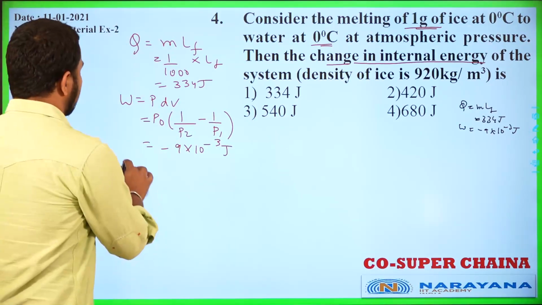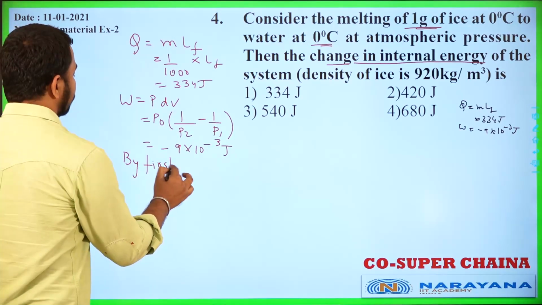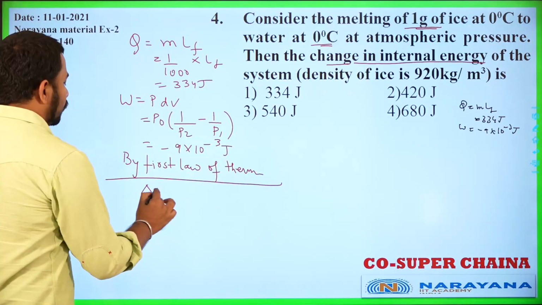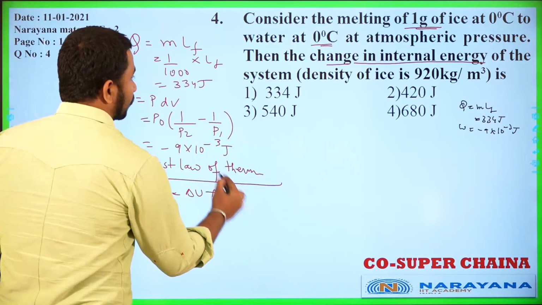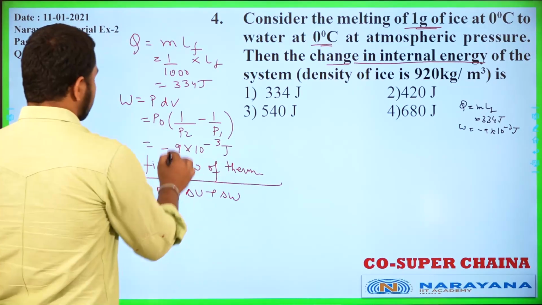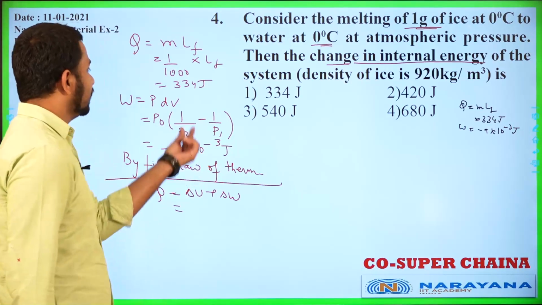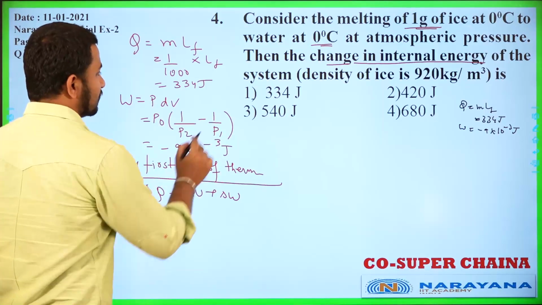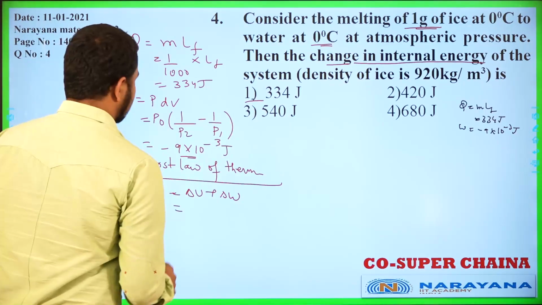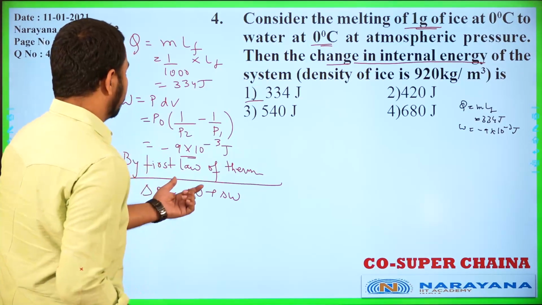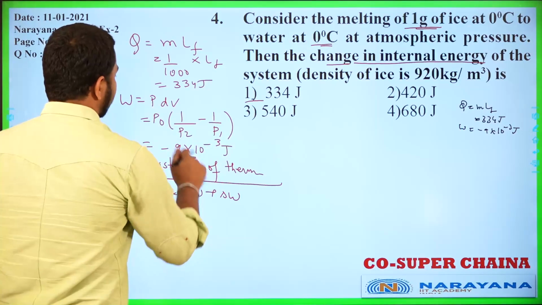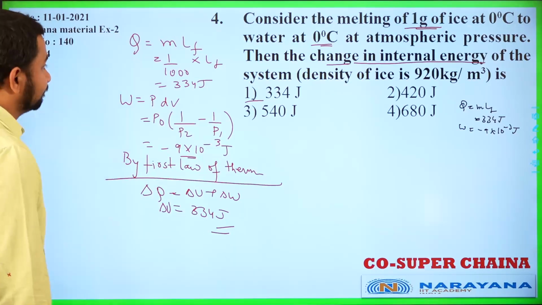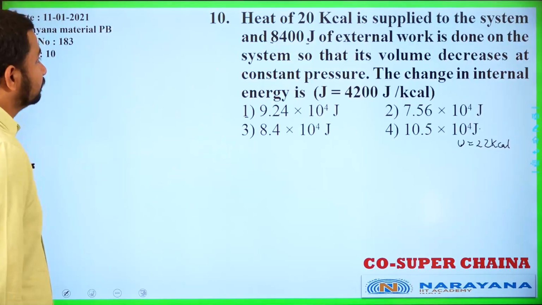Now we will apply the first law of thermodynamics. By the first law, delta Q will be equal to delta U plus delta W. If you substitute the values here, this quantity is very small compared to the heat, minus 9 into 10 to the power minus 3 being almost negligible. So if you check the options, we can neglect this quantity, and the internal energy delta U will be 334 joule. That will be the answer of this question. So let's move to the next one.